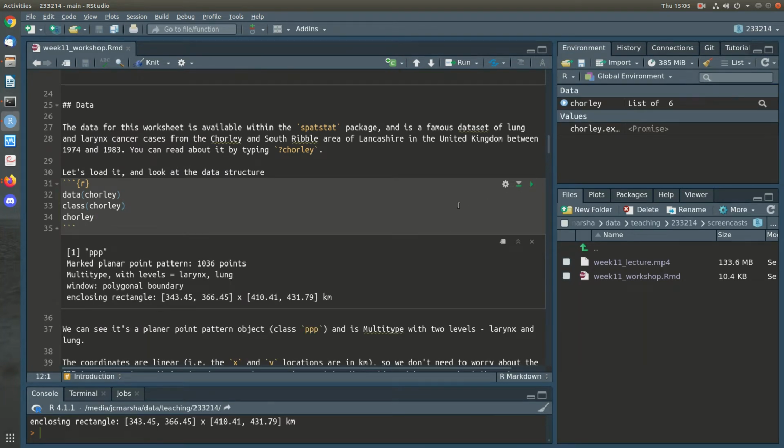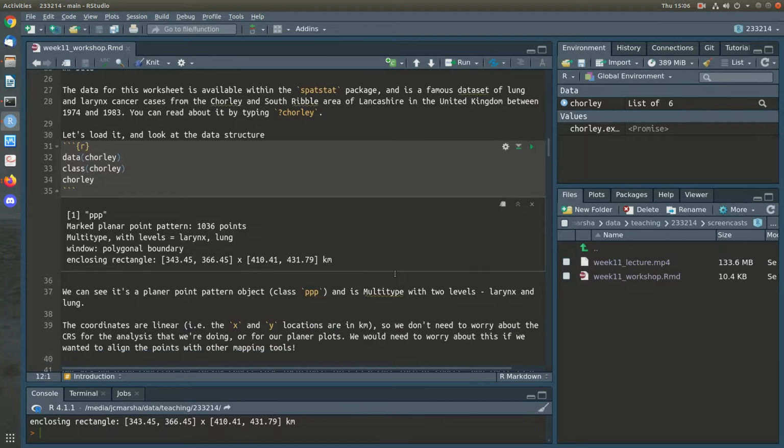The data we're looking at is a planar point pattern of class ppp containing 1036 points. It's a multi-type point pattern, so a marked point pattern. It has X and Y, and it has whether it's cancer of the larynx or cancer of the lung. It's quite a famous data set from the Chorley and South Ribble area of Lancashire in the UK.